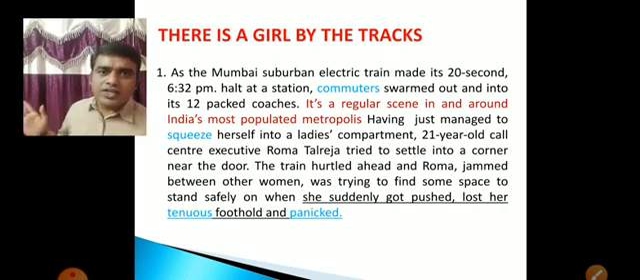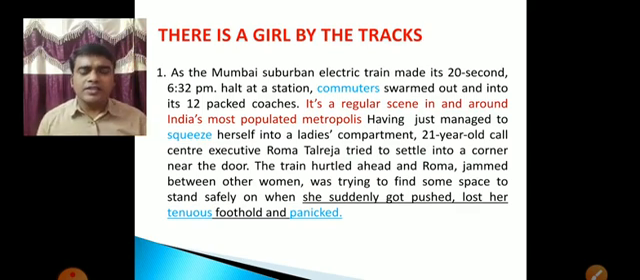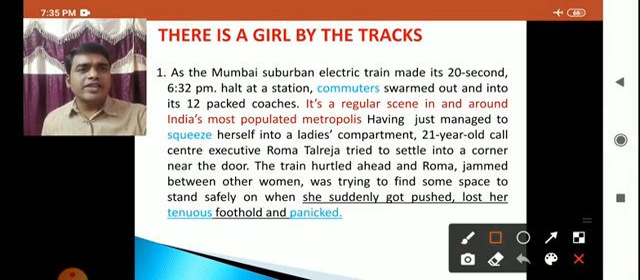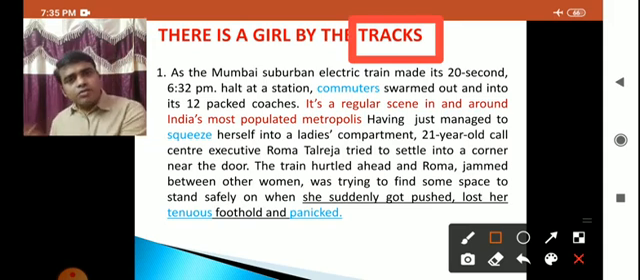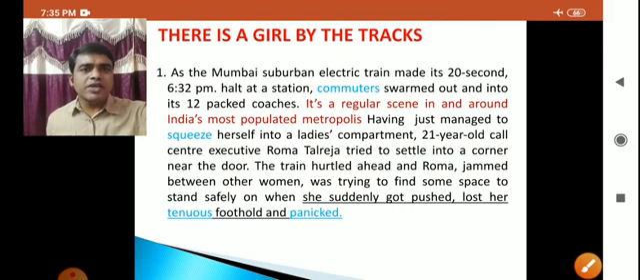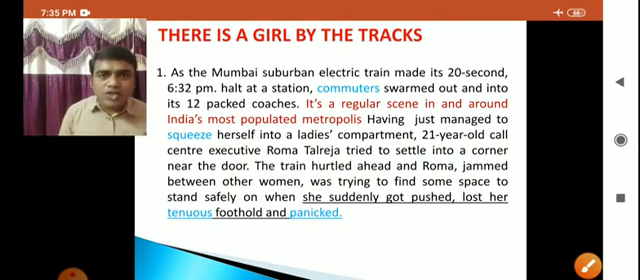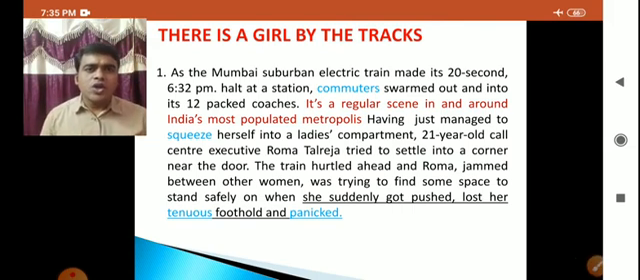The track in the sense of tractor, that you might have heard, children. Track in the sense of path. In such ways we can get the meaning. But here the word tracks refers to the railway track, children. Got it? The word tracks refers to the railway track. There was a girl fallen by the track, in the sense she was fallen beside the railway track. Who is that girl? As I said, children, the name of that girl was Roma Talreja.